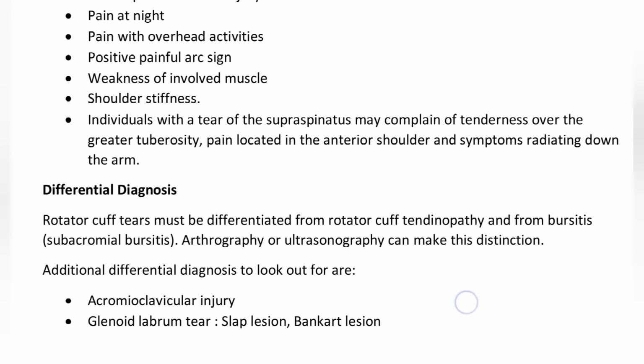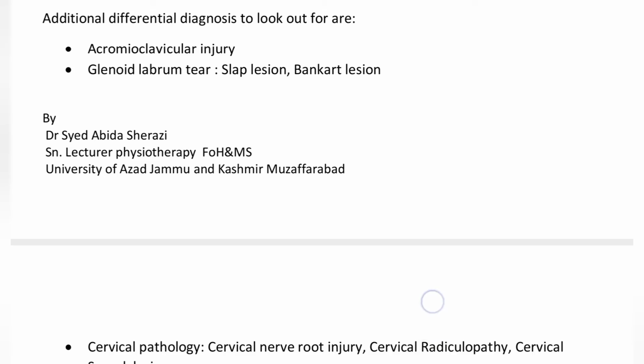So, what is the differential diagnosis? The rotator cuff tear must be differentiated from rotator cuff tendinopathy and from bursitis, like subacromial bursitis. Arthrography or ultrasonography can make this distinction. Additional differential diagnoses to look out for: number one, acromioclavicular injury. Number two, glenoid labral tear, SLAP lesion or Bankart lesion. Two pathologies are present, which are the SLAP lesion and the Bankart lesion, both labral tears.